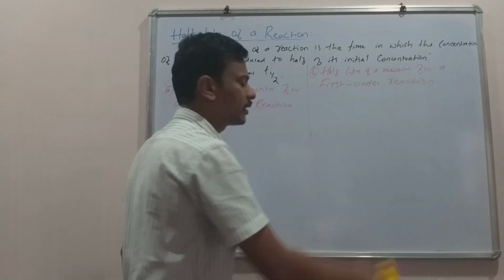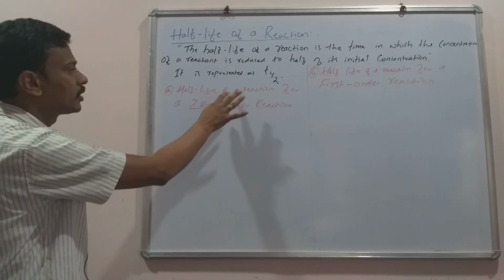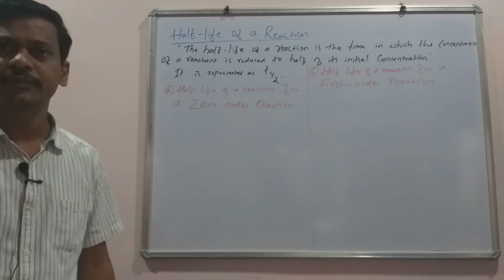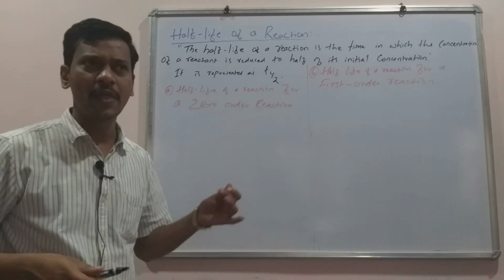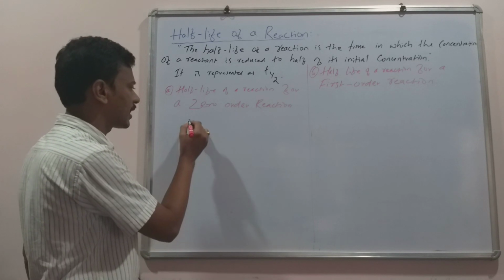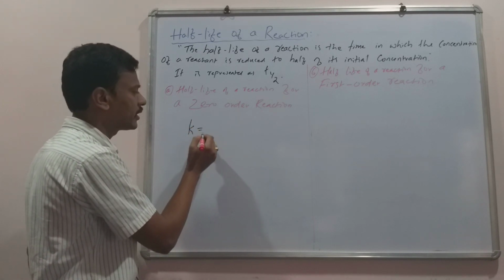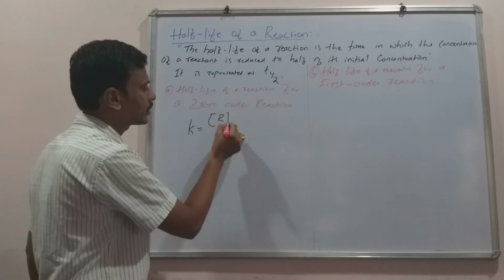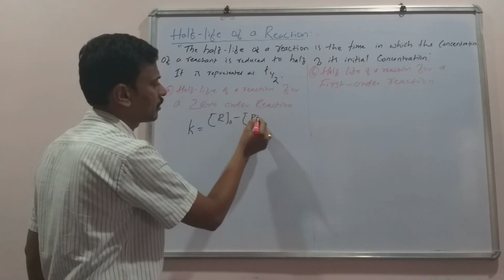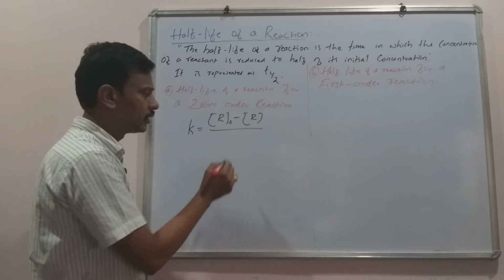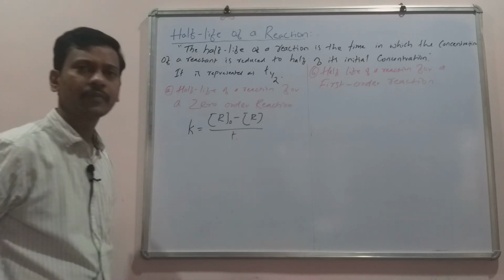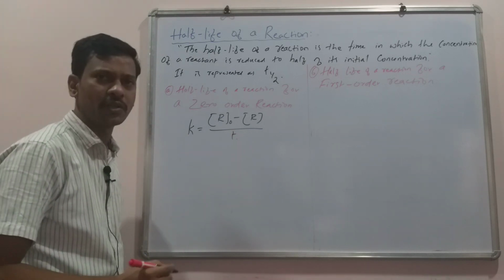The first thing is half-life of a reaction for a zero order reaction. Now already we know that the rate constant for a zero order reaction is small k equal to concentration of R naught minus concentration of R, divided by t. Okay, this is the rate constant for a zero order reaction.